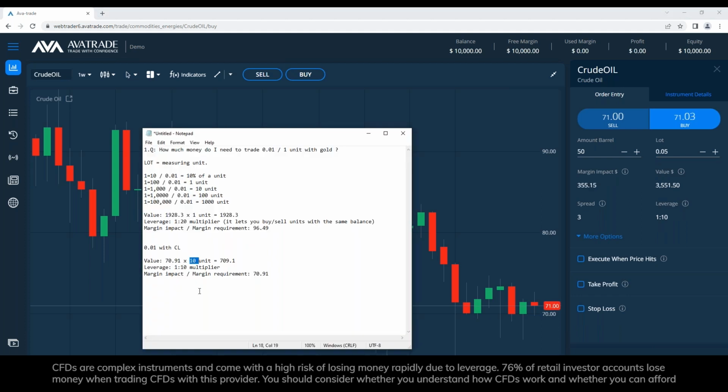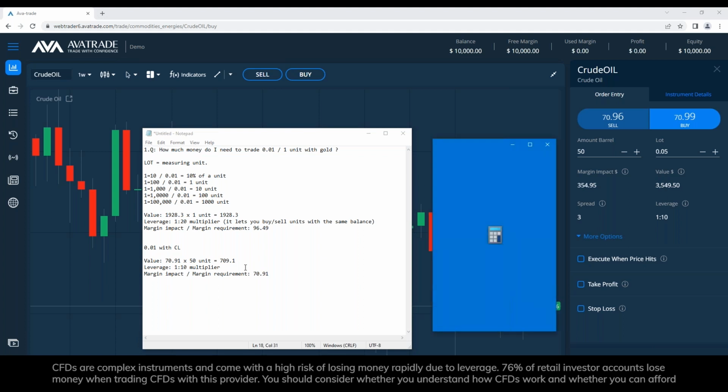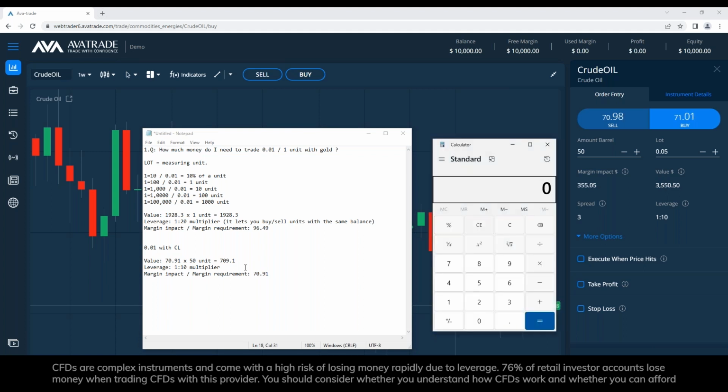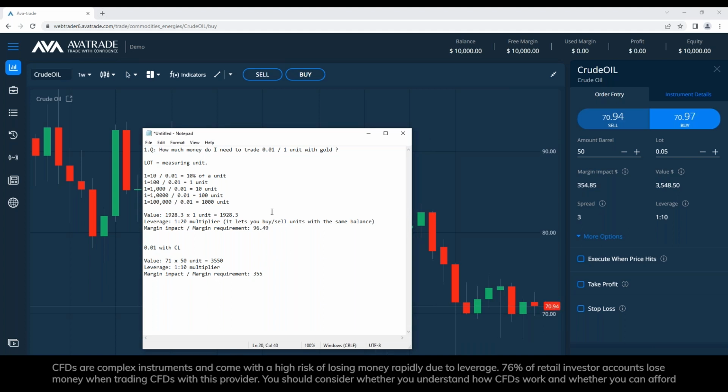Let's make it 50. That's much more educational. So that means we're going to multiply that by 50. Is it 71 yet? Yeah, that's just a little easier to comprehend. Let's make it 71. And then 71 multiply 50. Right? Yeah, divided by 10, that brings us to that.